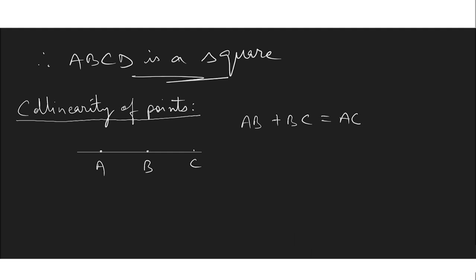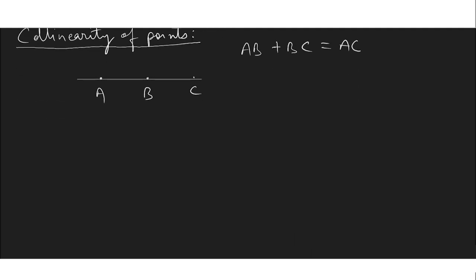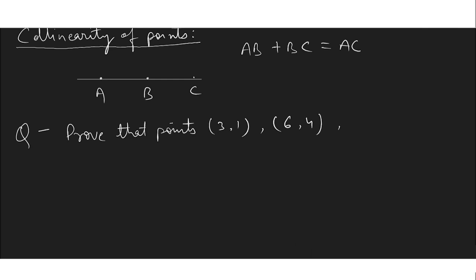Now with this understanding, try to solve this question. Pause the video, try the question yourself, and then resume the video to see the solution. Prove that points (3, 1), (6, 4), and (8, 6) are collinear.